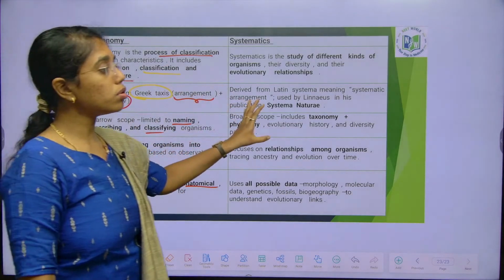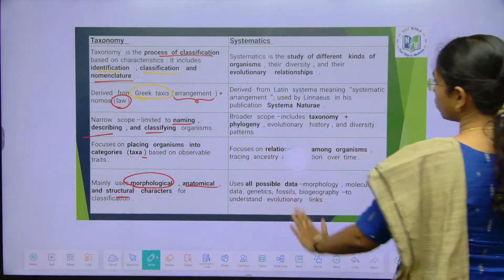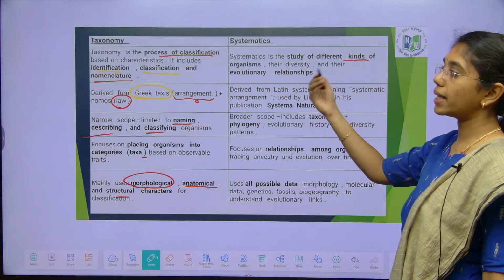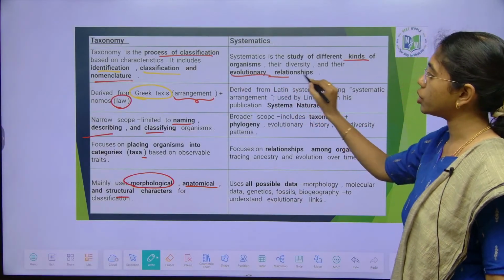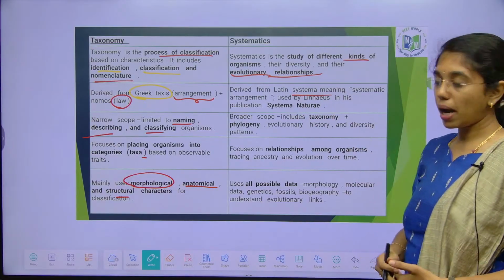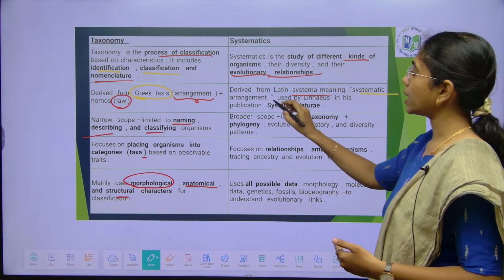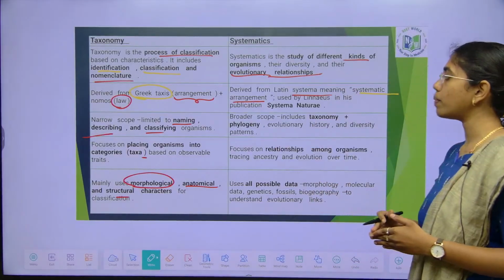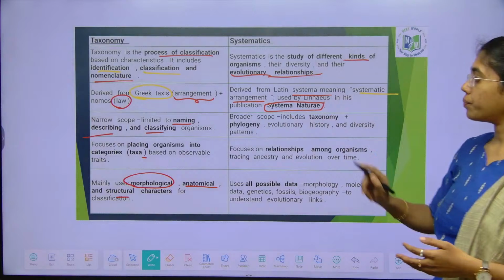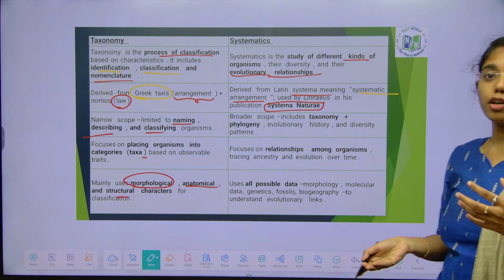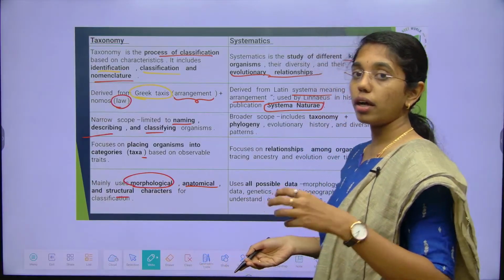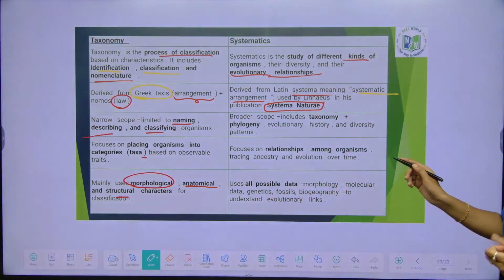When it comes to systematics, what do we use? This is the study of different kinds of organisms and their evolutionary relationships as well. This is derived from the Latin systema, which means systematic arrangement, and was used by Linnaeus in his publication Systema Naturae. There is a broader scope as we are using phylogeny as well. What is phylogeny? Using evolutionary relationships, that is phylogeny.